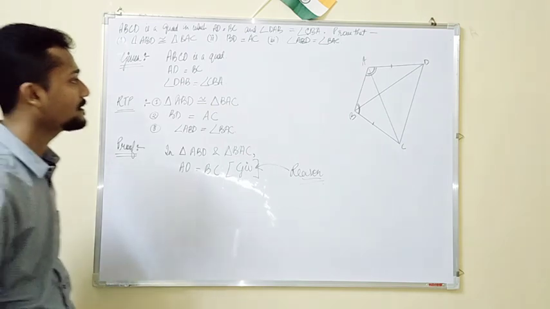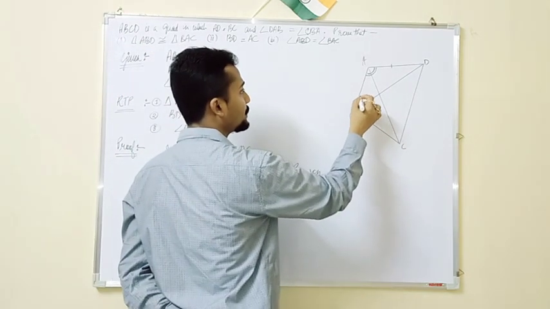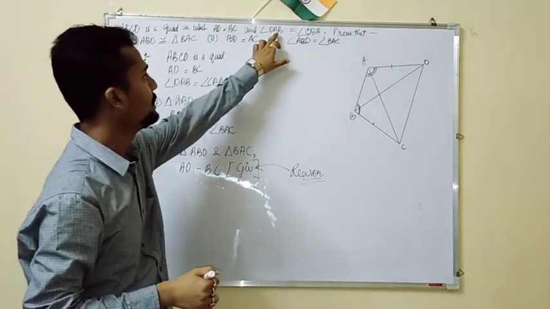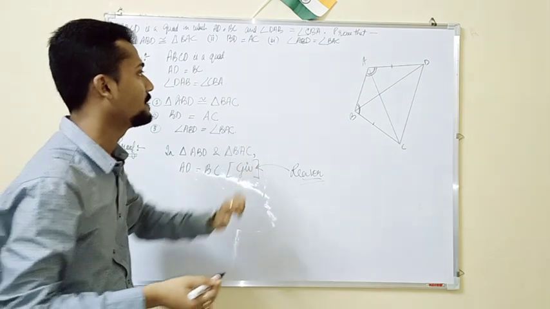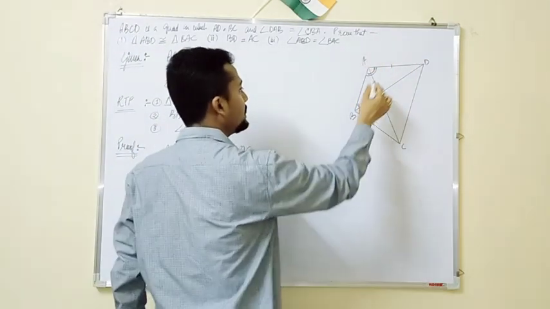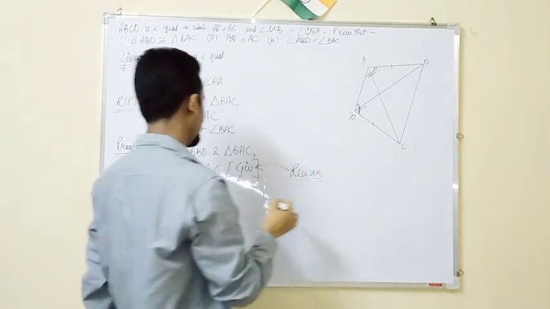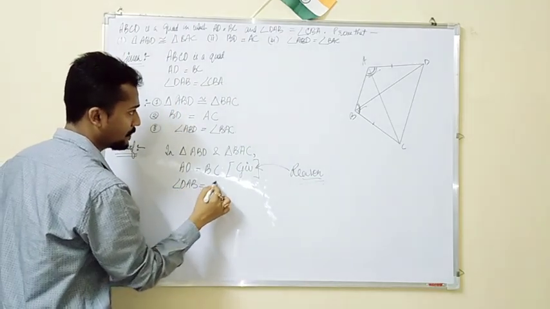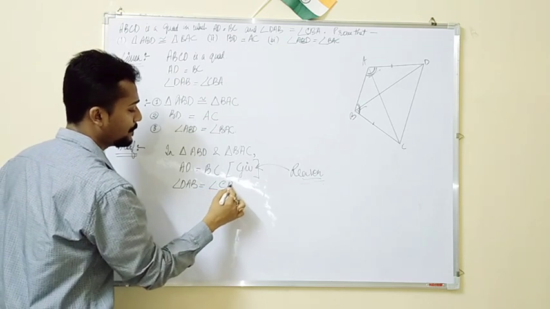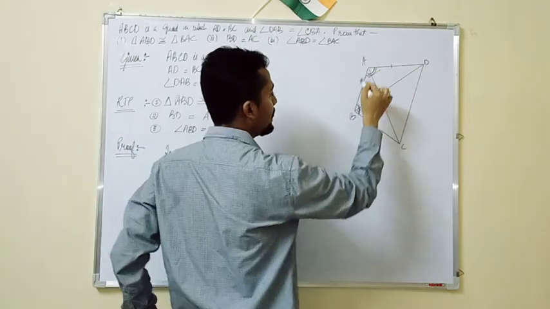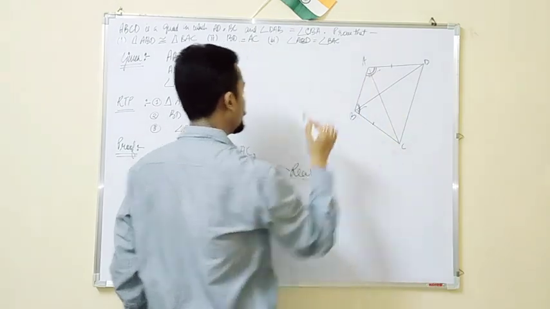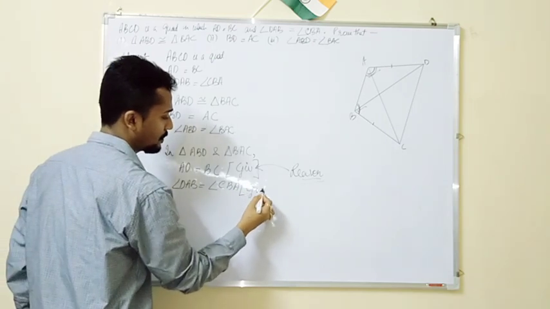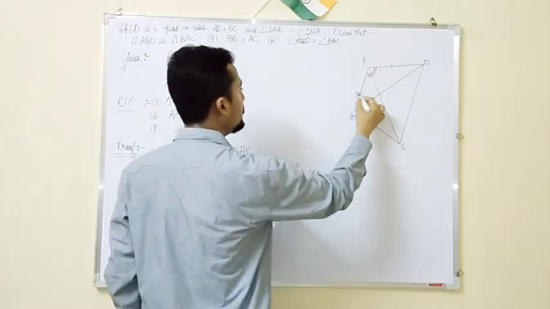Next, this particular angle, DAB or BAD, both are the same. Angle DAB is equal to angle CBA, and it is given. Third, AB is common.